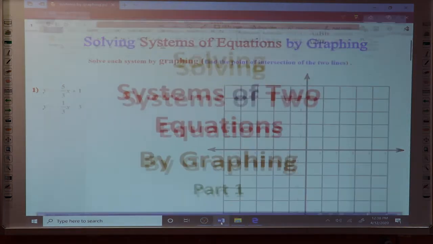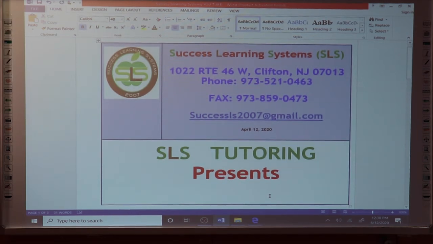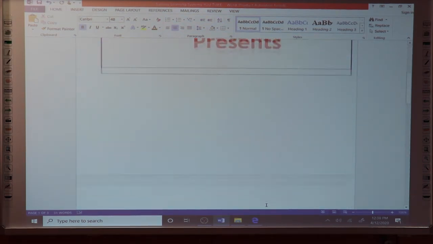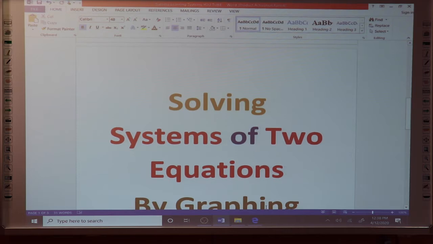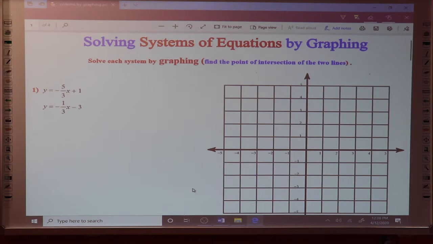Today our class is about solving systems of two equations by graphing. And this part one, we're going to try to finish as much as we can.